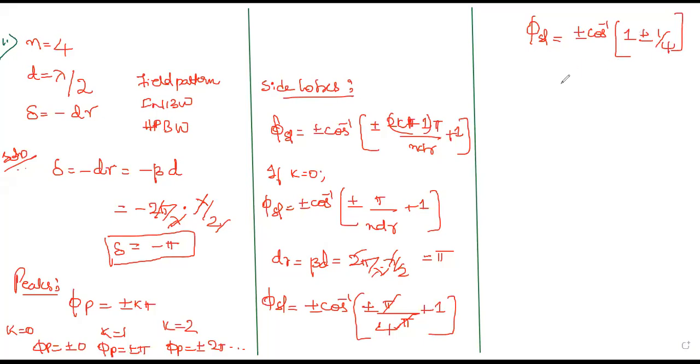Now solve it. Okay, so you have two values here now. You have to solve for phi SL is equal to plus or minus cos inverse of 1 plus 1 by 4. 1 plus 1 by 4 will give you 5 by 4. And one more value of phi SL, which is plus or minus cos inverse of 1 minus 1 by 4, will give you 3 by 4. Calculate the values: cos inverse of 5 by 4, cos inverse of 3 by 4.